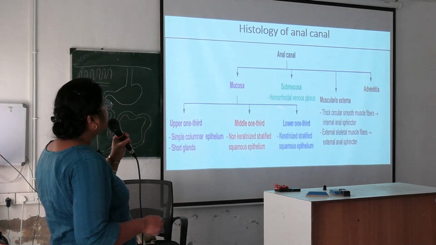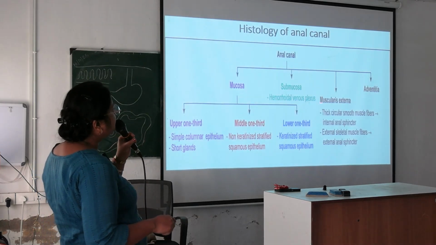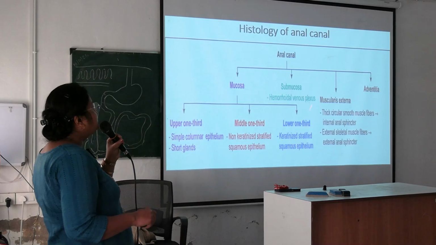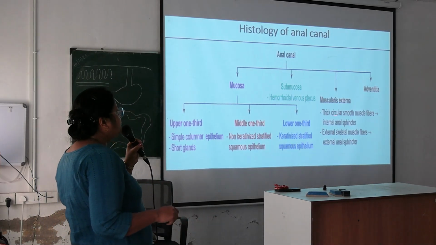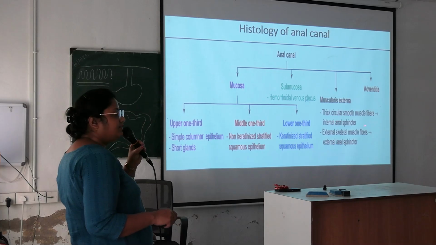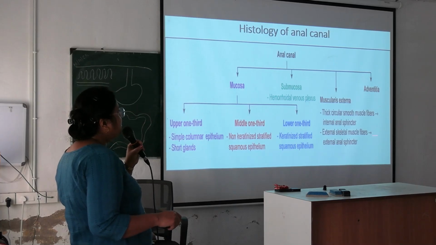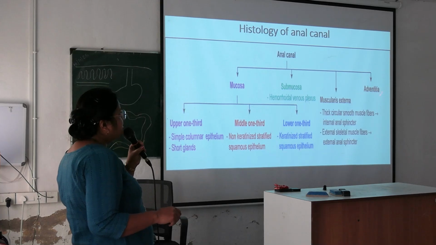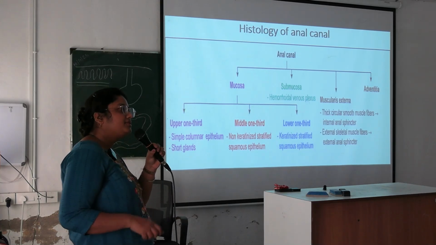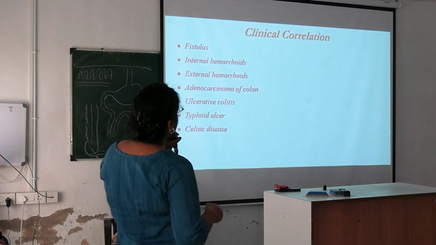Next there will be submucosa. It has hemorrhoidal venous plexus. Then there is Muscularis Externa. It is formed of thick circular smooth muscle fiber, internal anal sphincter, and external skeletal muscle fiber, external anal sphincter. And outermost covering is the adventitia. Okay, loose connection. Okay, these are some clinical aspects.